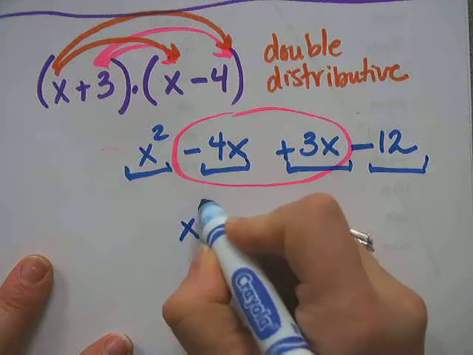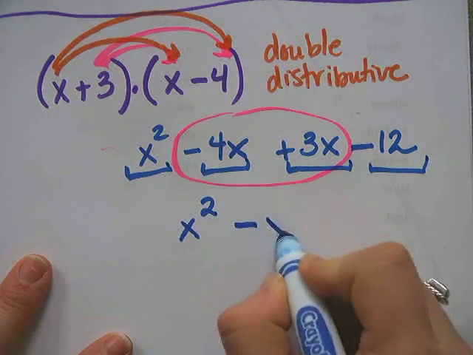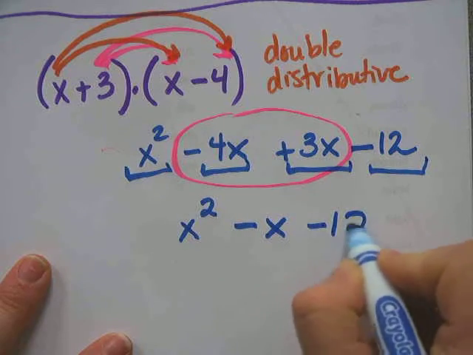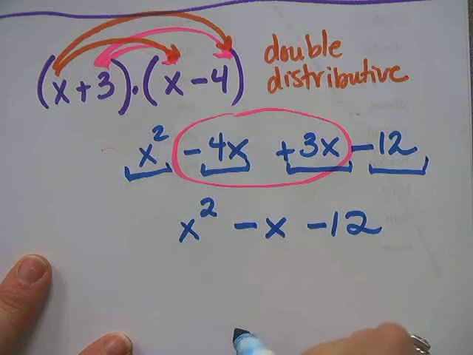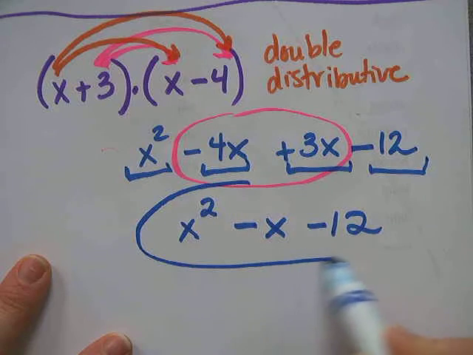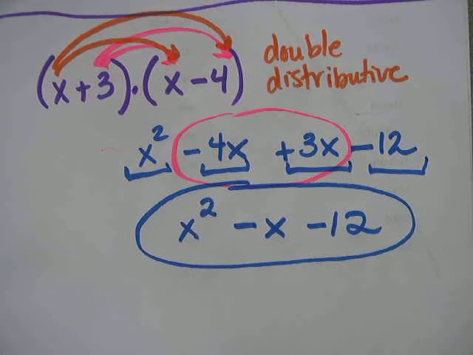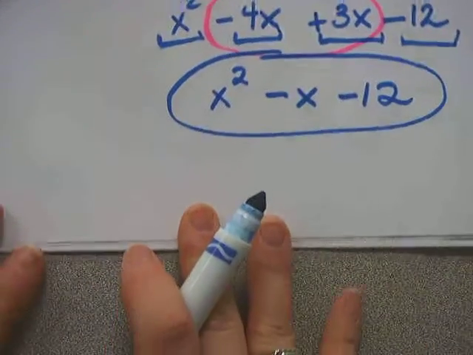Well, now we want to look at this and see if there's like terms. And you should notice right in the middle here we've got some like terms. Negative 4x plus 3x can simplify to negative x. The constant of negative 12 has nothing to be added to, and the x squared term is alone. So there's your solution.